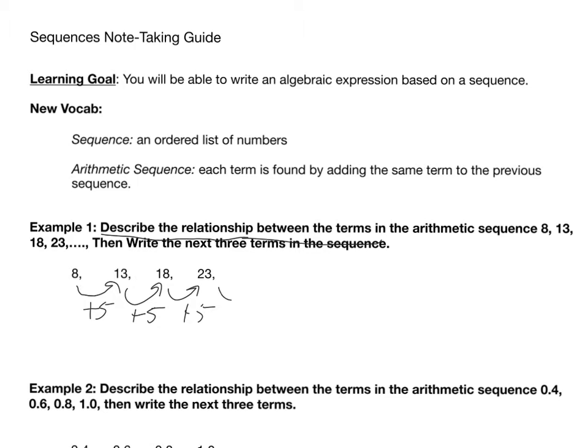Well, 23 plus 5 is 28. 28 plus 5 is 33. 38. Pretty basic.